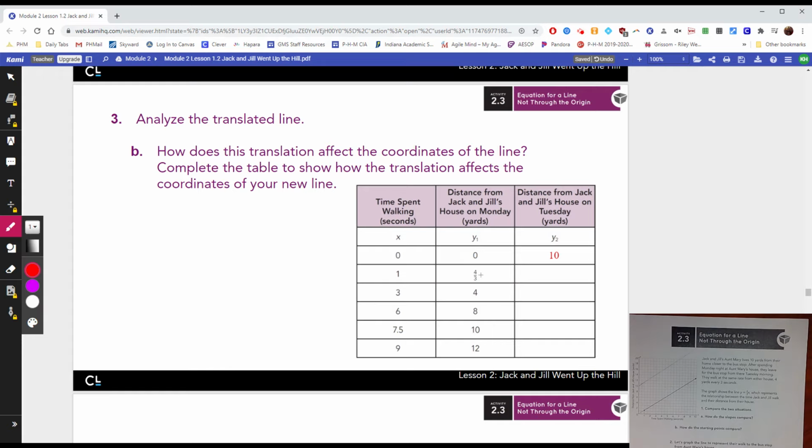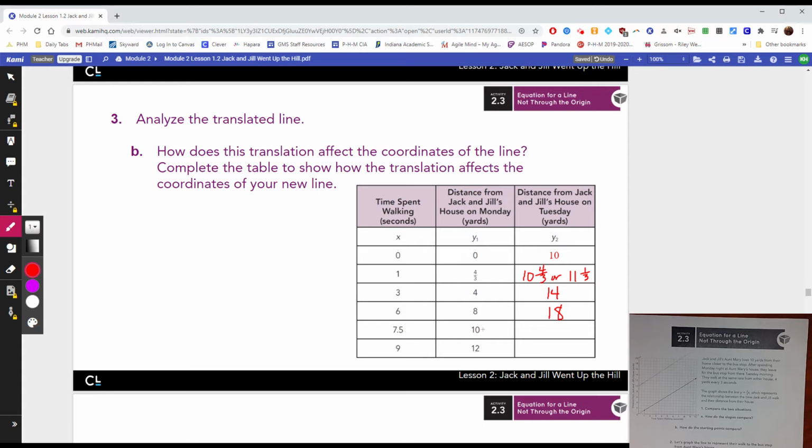So 4/3 was the y coordinate for when t equaled 1. I'm going to add 10 to that. So that'd be 10 and 4/3, which is really 11 and 1/3. When t equaled 3, originally the y coordinate was 4, so when I add 10 to that, I get 14. When t equaled 6, y equaled 8, or the distance equaled 8, so add 10 to that, that would be 18.